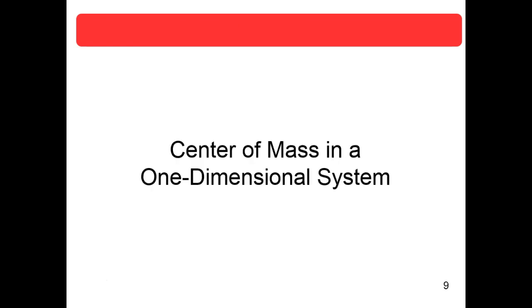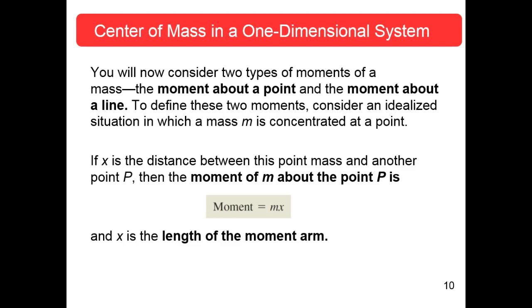All right, then let's move on to center of mass of a one-dimensional system. We're still approaching the calculus part, but not quite there yet. We'll now consider two types of moments of mass: the moment about a point, and then later the moment about a line.